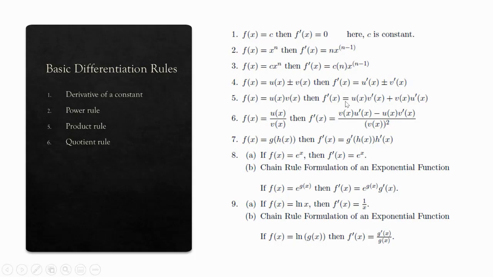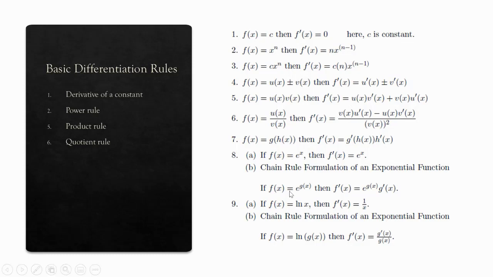And then the fifth one is your product rule, and then your sixth one is your quotient rule. So for your product rule, it doesn't matter the order: you take the derivative of the first function times the second function plus the derivative of the second function times the first function. But for quotient rule, it does matter that you start with the derivative of the numerator times the denominator, subtracted by the derivative of the denominator times the numerator, all divided by the denominator squared. So make sure you remember the order there.